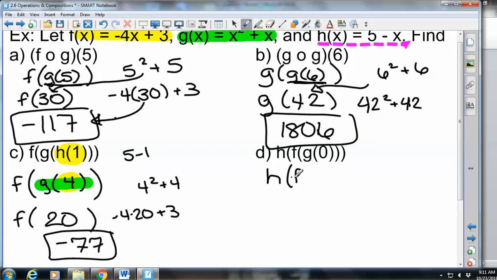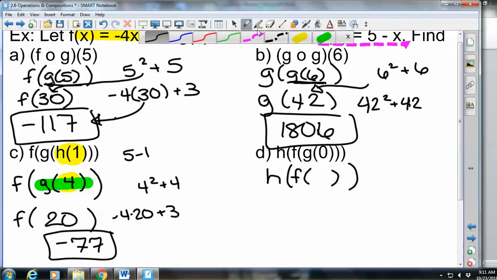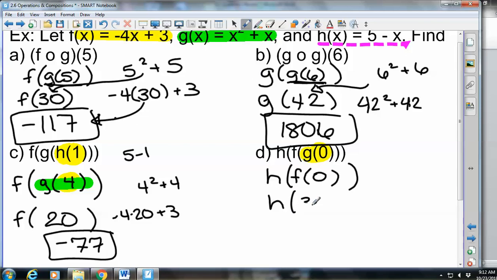Alright, last one. You guys walk me through it. First thing, g of 0. So 0. Oh, yeah, because they're both zero. F of 0 gives you 3. And then h of 3 is... Good answer. Negative 17. I read it backwards.